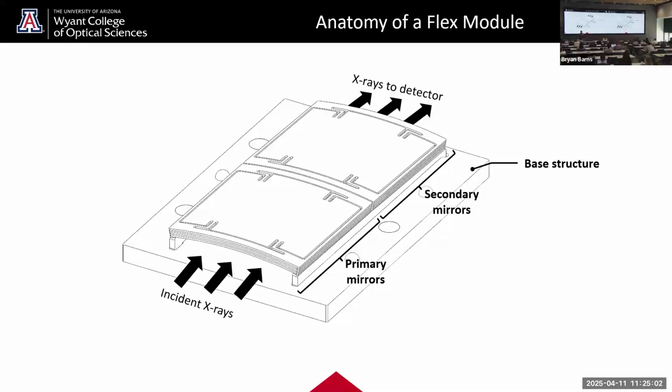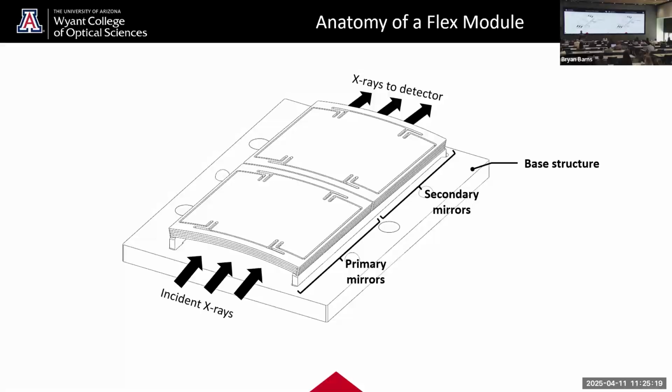And I'll go into the details of this, but let me just start by pointing out where the X-rays are going in and coming out. They're reflecting off of the concave sides of these mirrors, so the downward facing side that you can see here. And there's a primary and a secondary mirror here. And then they reflect to the detector, which is not shown in this image.